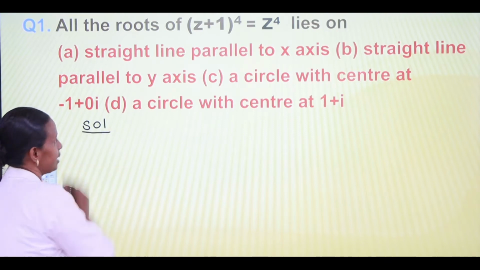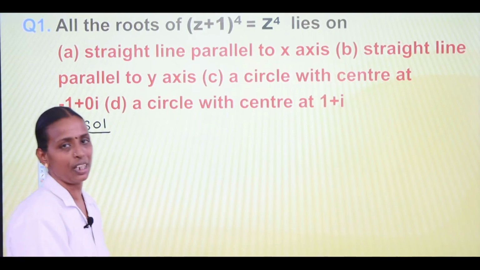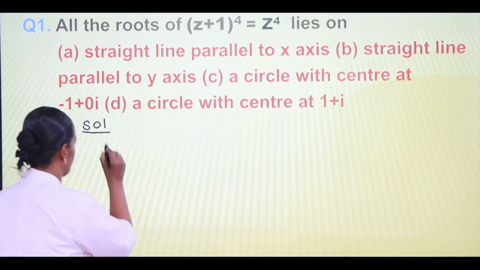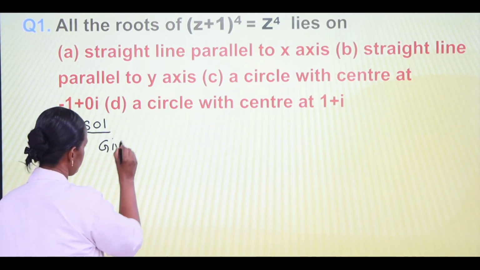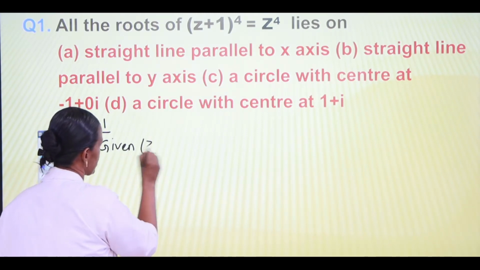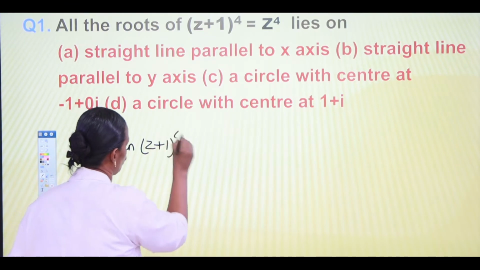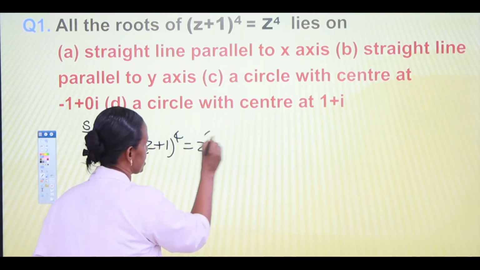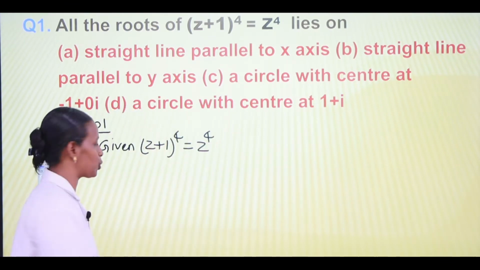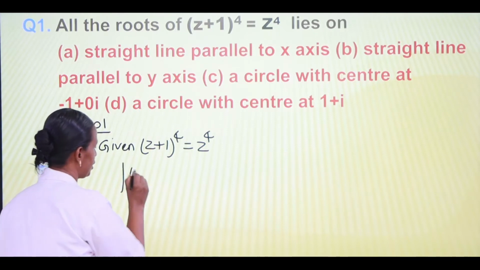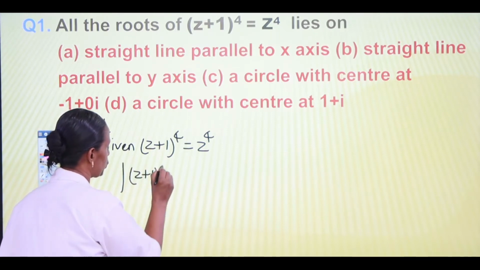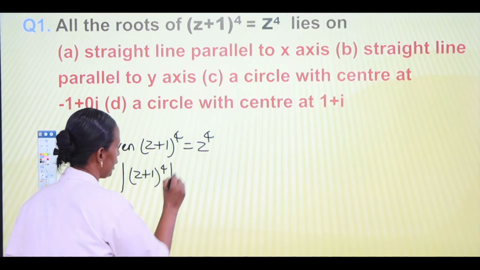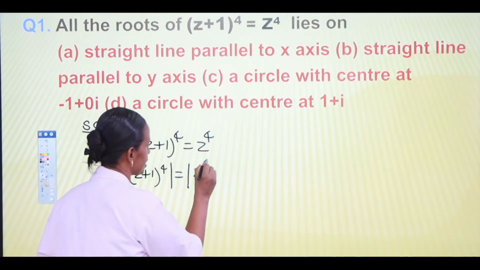Solution. Now listen. What is given? (z plus 1) the whole power 4 equal to z power 4. This is given. Taking modulus on both sides, modulus of (z plus 1) the whole to the power of 4 equal to modulus of z power 4.